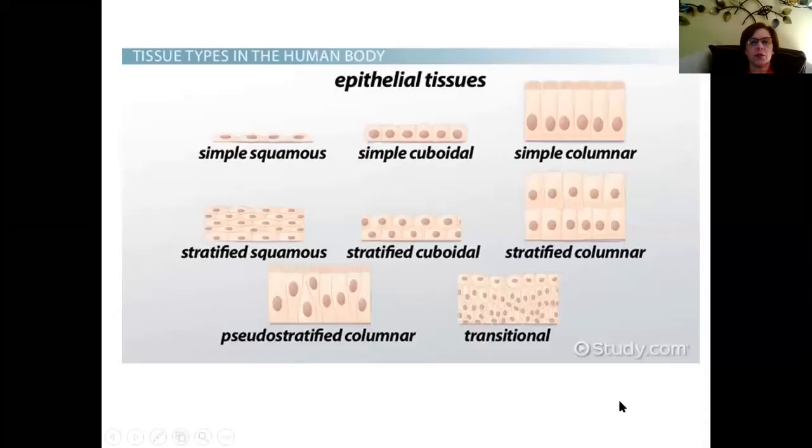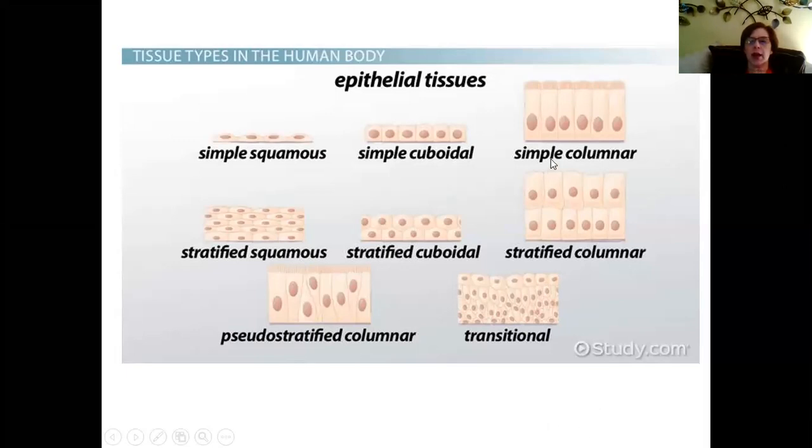So today we're going to start off talking about this page. It's the different ways that we characterize and categorize epithelial tissue. So we have two qualifiers for epithelial tissues. One is the number of layers, and the other is the shape. So let's start off with shape.